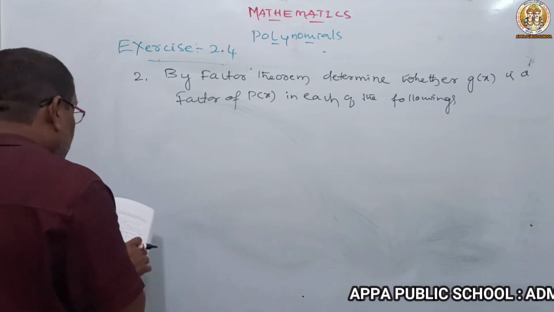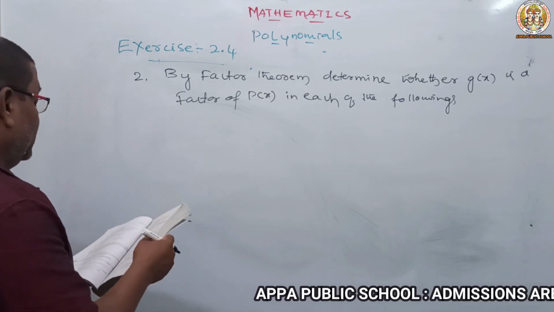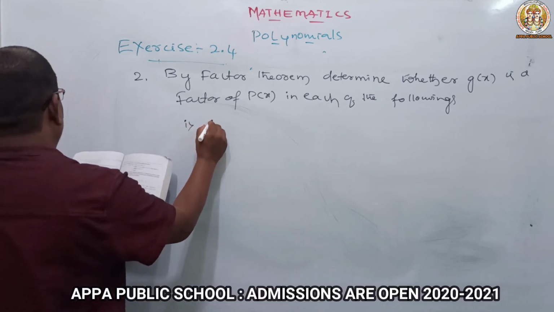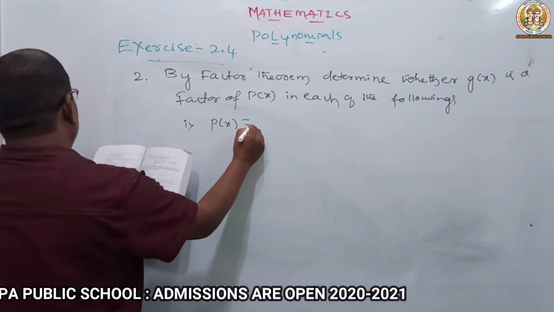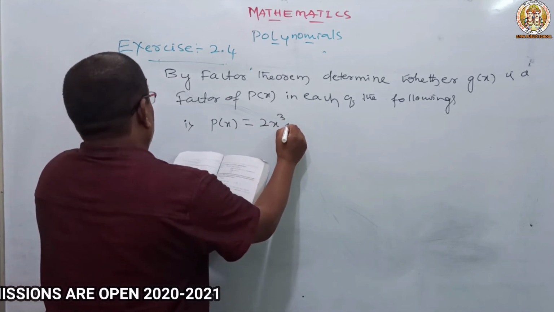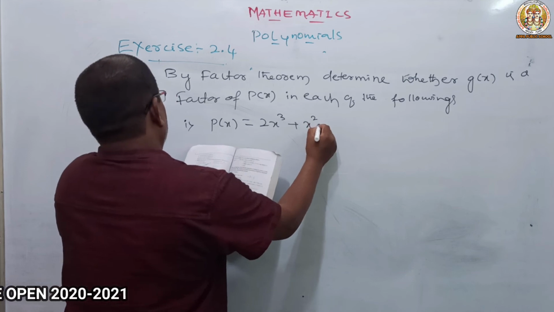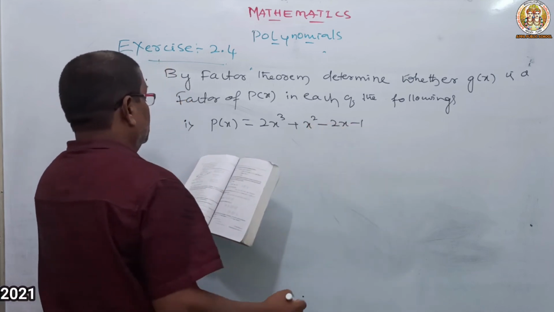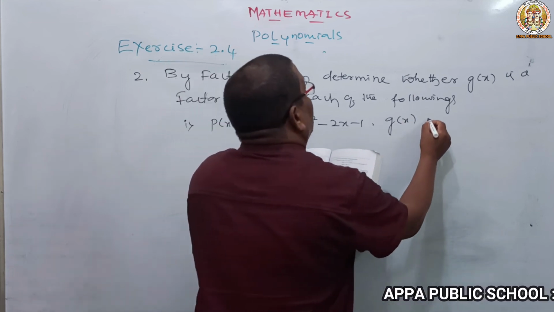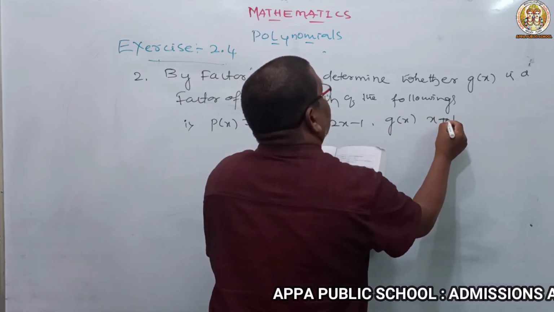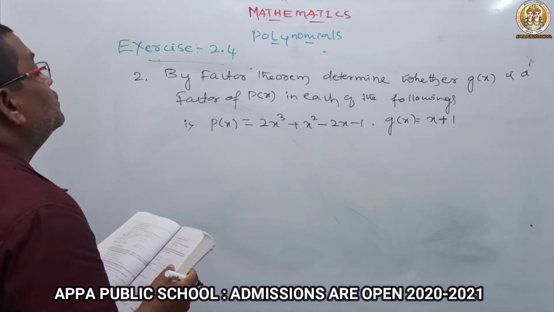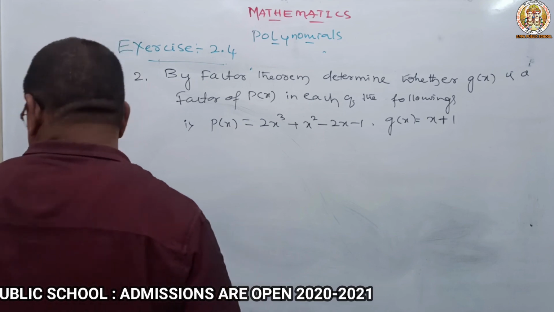Right. So I will take one question. Only 3 are here, so very easy. Just take the first question as p of x is equal to 2x cube plus x square minus 2x minus 1. G of x is equal to x plus 1. So check it, and we will see whether it is correct or not.